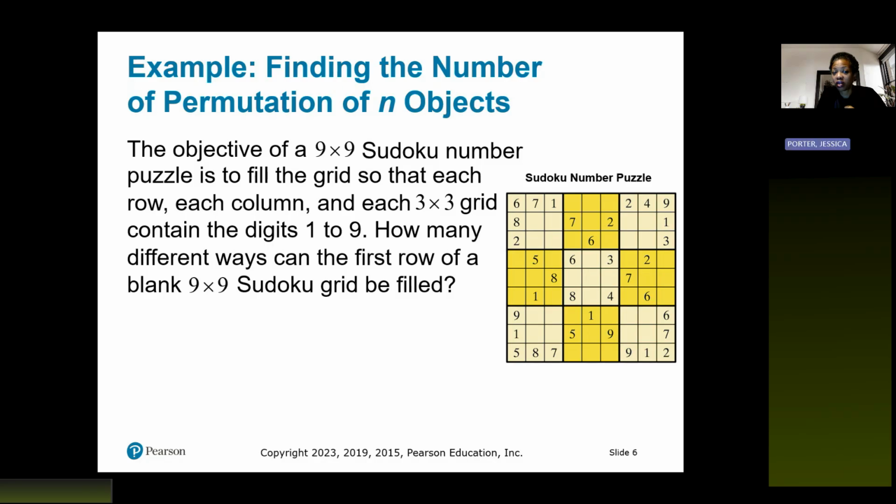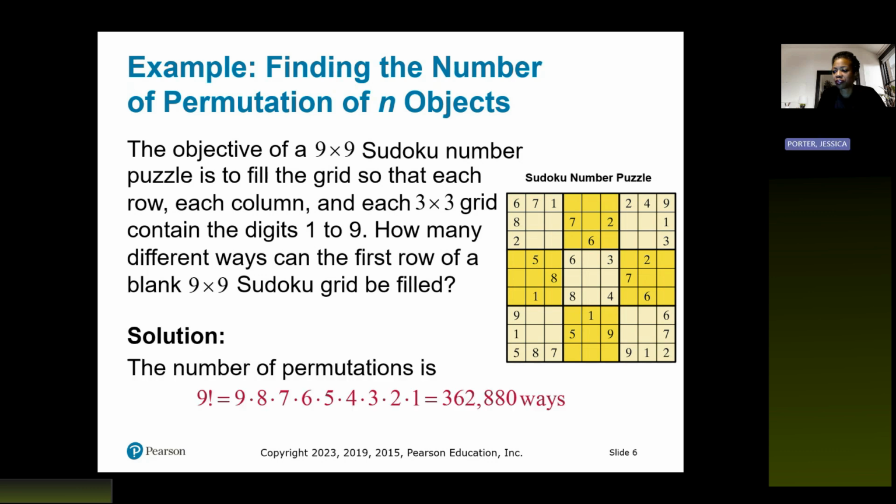Oh, your daughter is smart. Avery, how'd you get that number? 362,880. How'd you get that? Multiply each number from 9 to 1. Okay. Well, you would be correct. You would be correct.